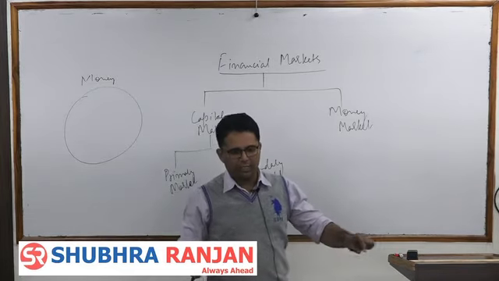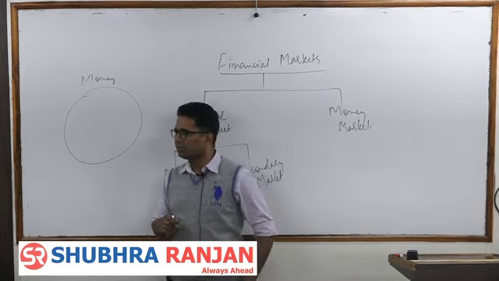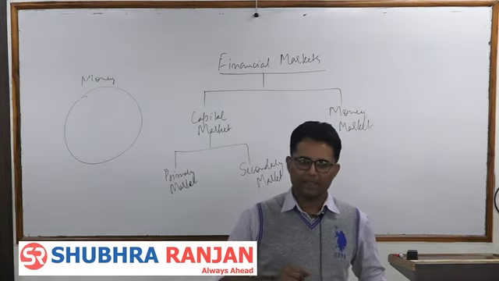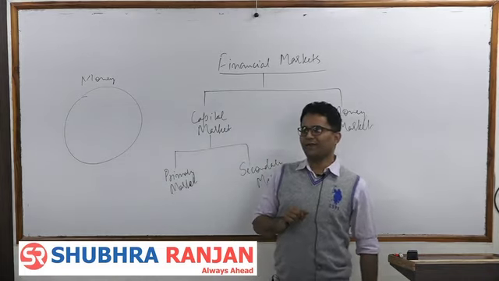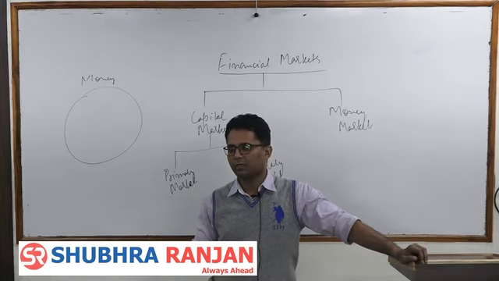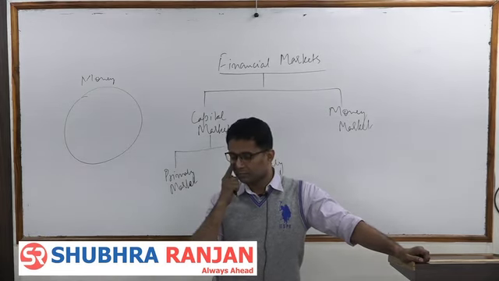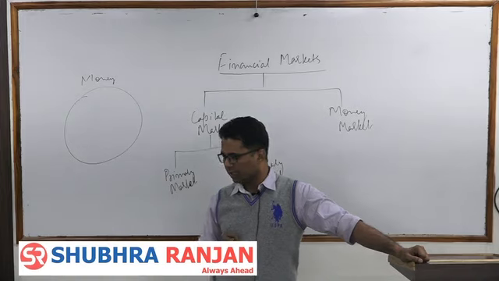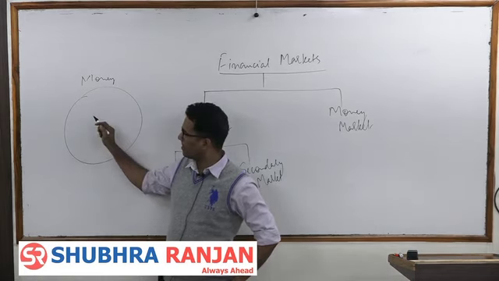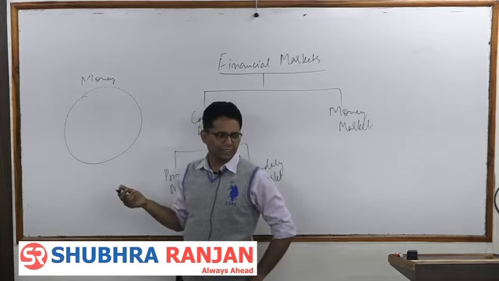Then you again write, the participants in the money market are banks, financial institutions, RBI and individuals. Okay. Now concentrate here. So in money market we trade debt instruments with less than 1 year maturity. Who are the participants? Banks, financial institutions, RBI.